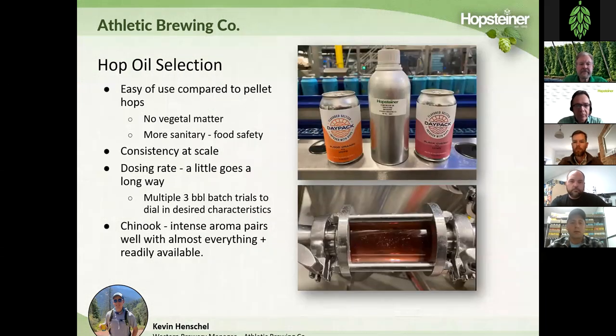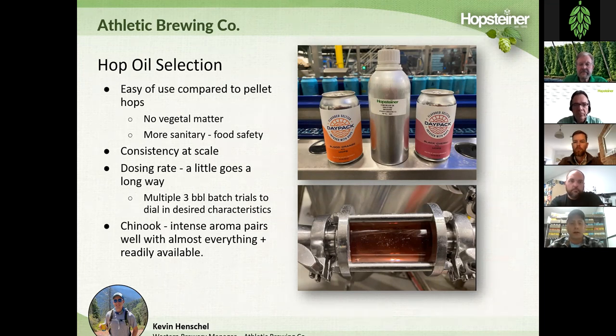So the reason why we went with the hop oil is just the ease of use compared to using pellets. We had done a variety of hop seltzer experiments involving pellet hops, and it just wasn't consistent. You don't have to worry about vegetal matter. It's just a lot more sanitary and cleaner as opposed to using plant material. Then the consistency at scale. We're doing these in 100 barrel batches and trying to get it done tank after tank with T90, which is going to be too big of an issue.